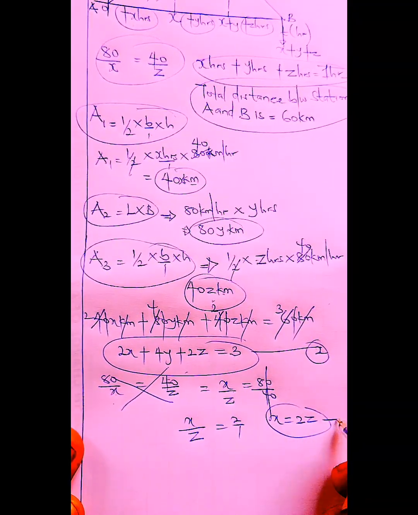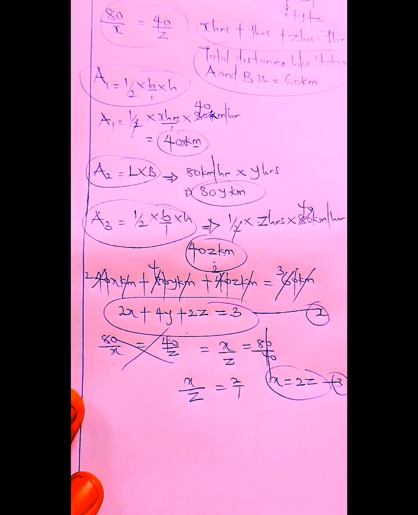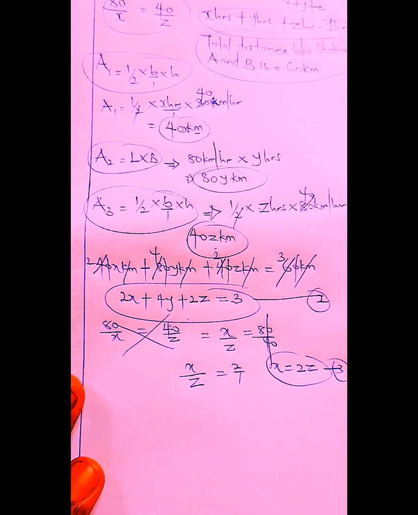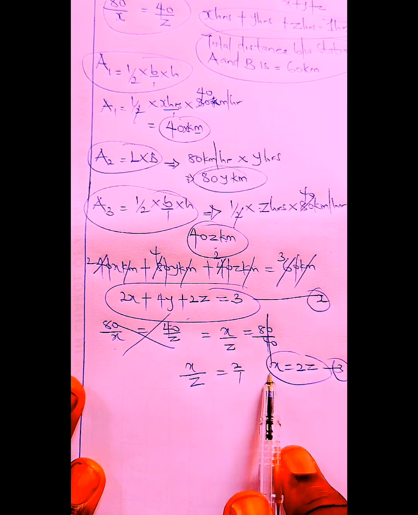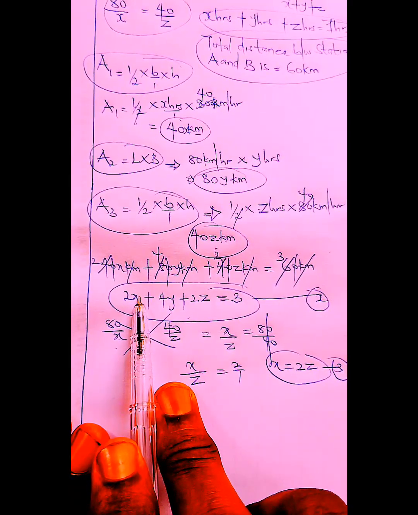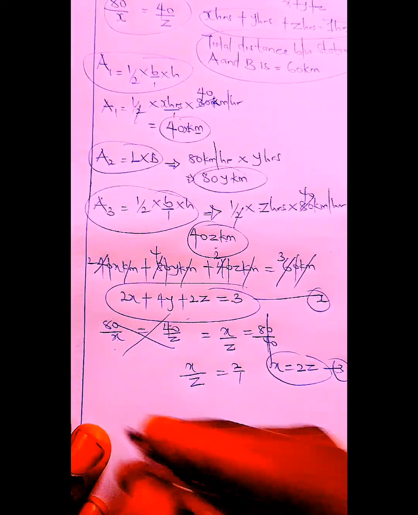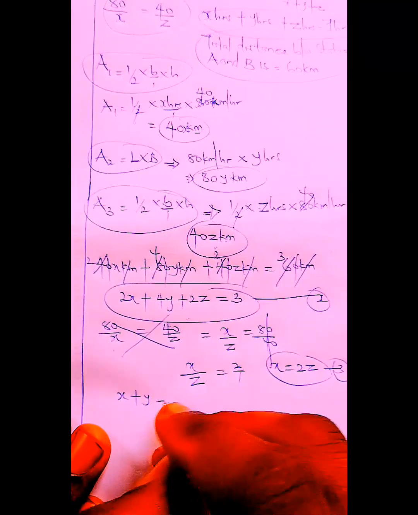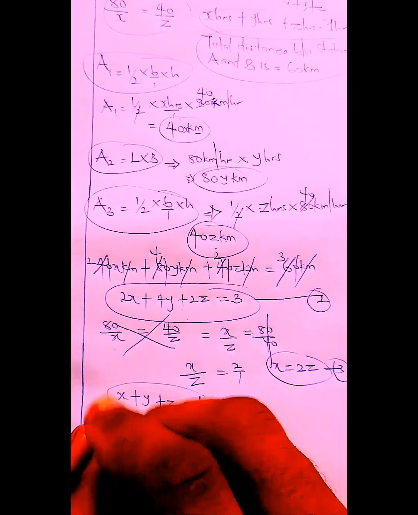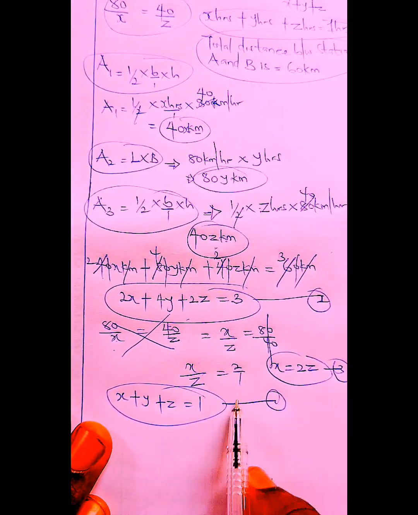This is another important piece. You can call this equation 3. So we're going to be solving this simultaneously, using our substitution method. If x is equal to 2z, I can fix it in here. Don't forget that up there we have x plus y plus z equals 1. That's another very important part. I call that equation 1. So x is equal to 2z.